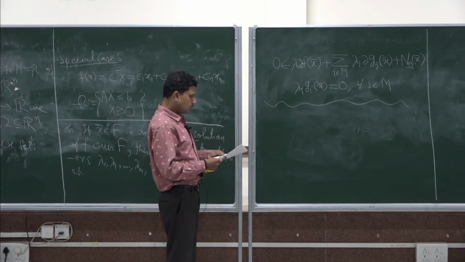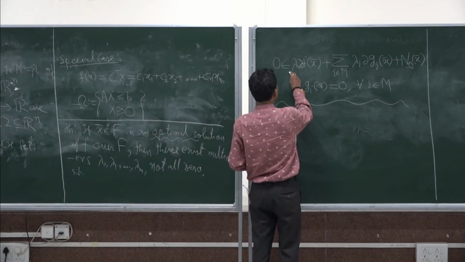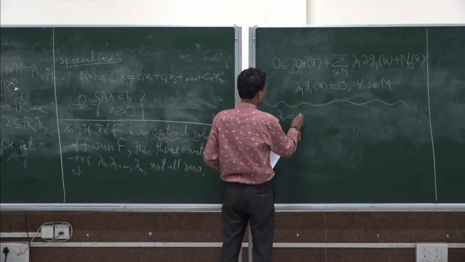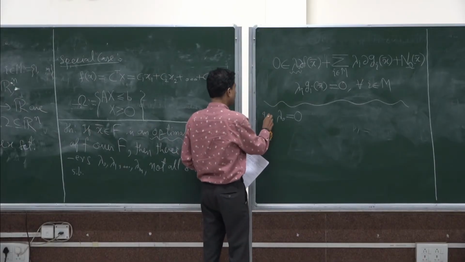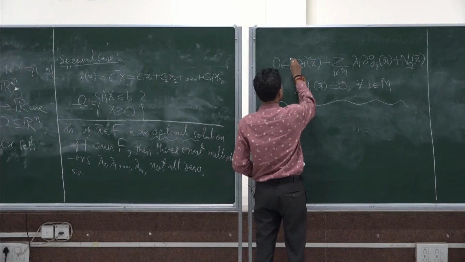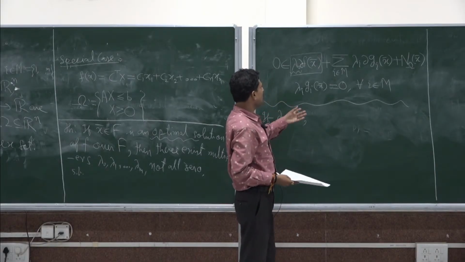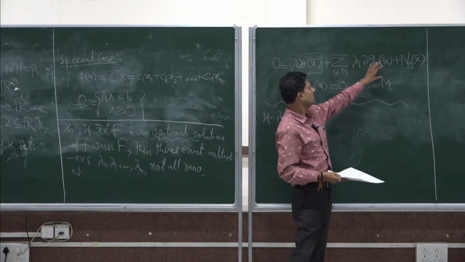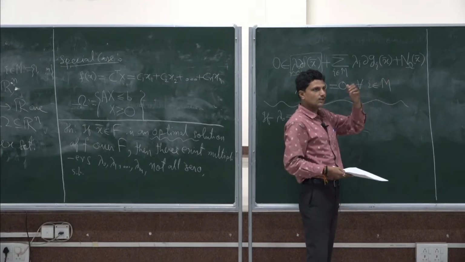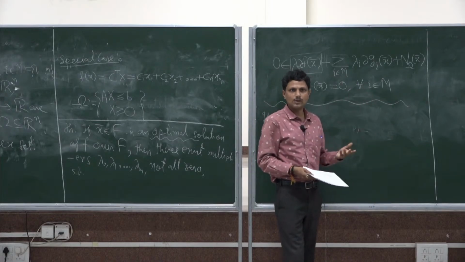Now the problem with this condition is that it is possible that lambda naught is equal to 0. And if lambda naught is equal to 0, then what happens? Then this term will become 0. And if this term becomes 0, then irrespective of the objective function, 0 will belong to a term involving the feasible region only. That is, the effect of the objective function will vanish from this statement.